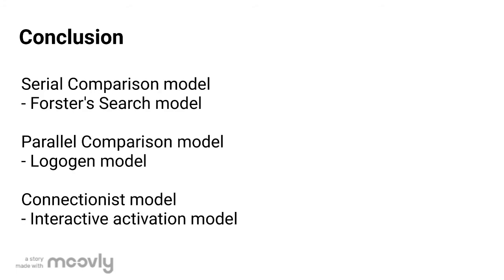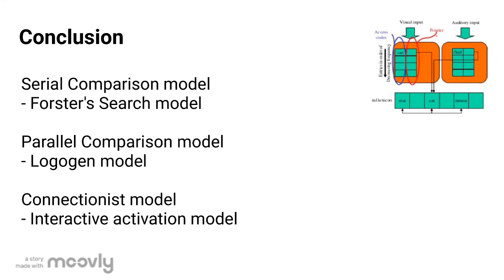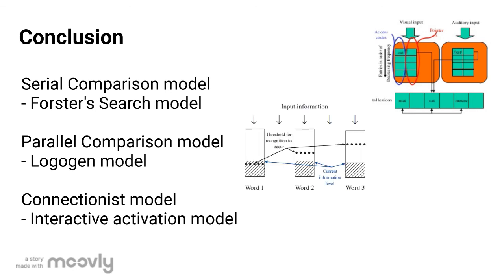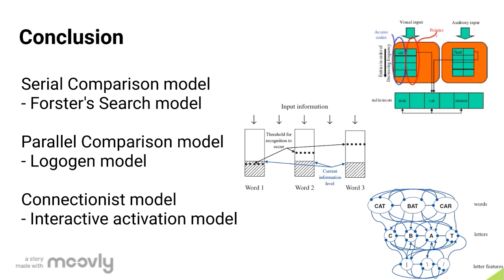In conclusion, there are three models of visual word recognition. First, the serial comparison model, which is Forster's search model. Second, the parallel comparison model, which is the Logogen model, and the connectionist model, which is the interactive activation model.